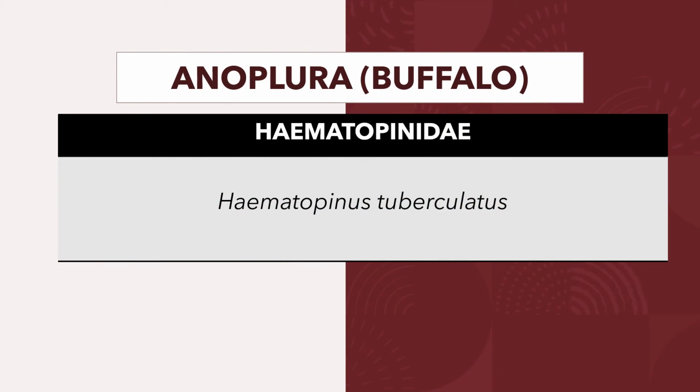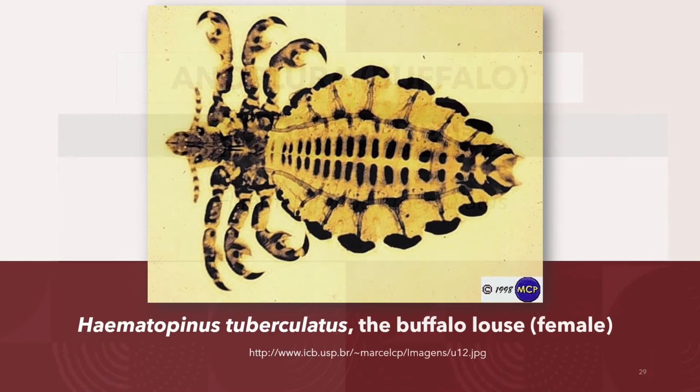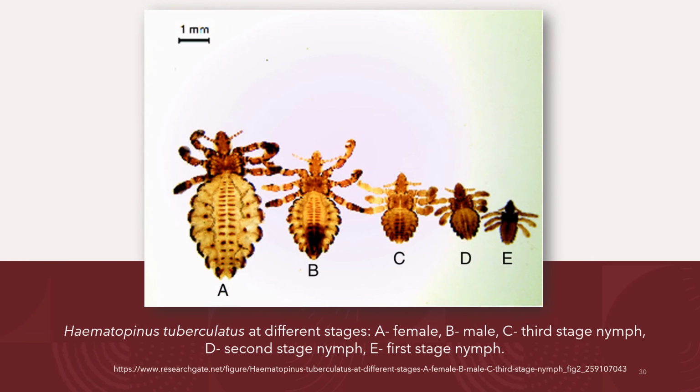Buffaloes are infested with the sucking lice, Haematopinus tuberculatus, from the family Haematopinidae. This diagram shows the Haematopinus tuberculatus or the buffalo louse. This diagram shows the Haematopinus tuberculatus at different stages. So letter A is the female adult louse. Letter B is the male one. The letter C is the third stage nymph. The second nymph stage. And we also have here the first stage nymph of the Haematopinus tuberculatus.